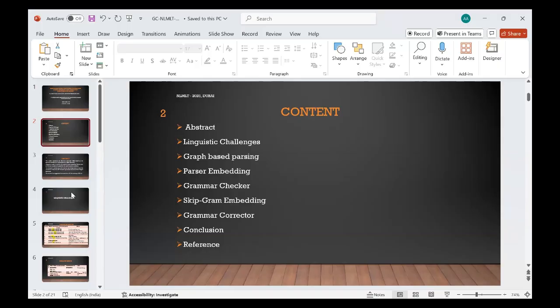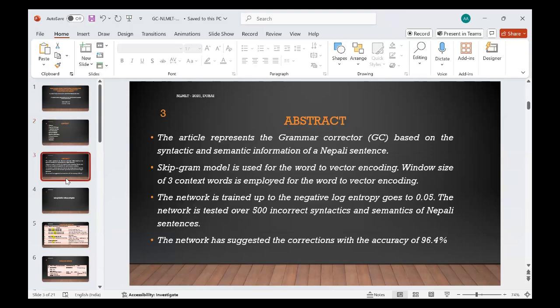This is how we composed the experiment. Here I am going to discuss the skip gram based grammar corrector. As Nepali is a low resource language, we have manually gathered the erroneous sentences in Nepali with the help of a Nepali linguist, Professor Krishna Mangar. She is a professor in the Nepali department at North Bengal University, and she has helped us in collecting this database.